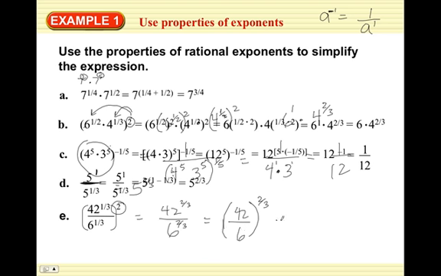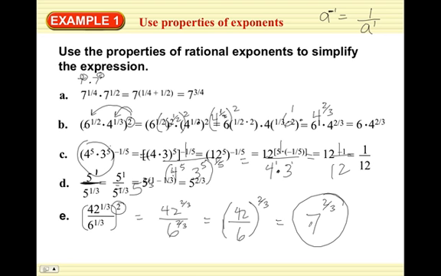Why did I do that? Well, look, 42/6 I can do. 42 divided by 6 is 7. All right, I simplified the inside. 7 to the 2/3. Now I think the cube root of 7, no, nothing. Okay, so this is it.